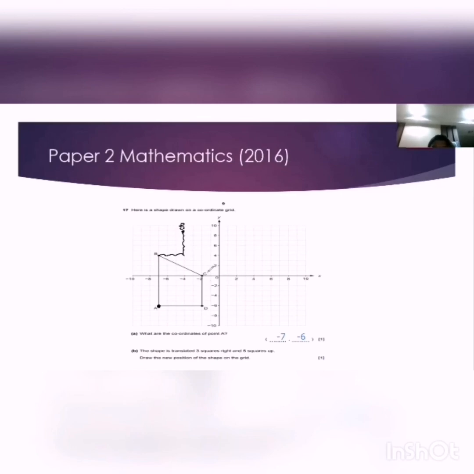Now you can do the same for C. 3 squares right and 5 squares up. 1, 2, 3, and 5 squares up: 1, 2, 3, 4, 5. So this is point C. I'll put a point here.